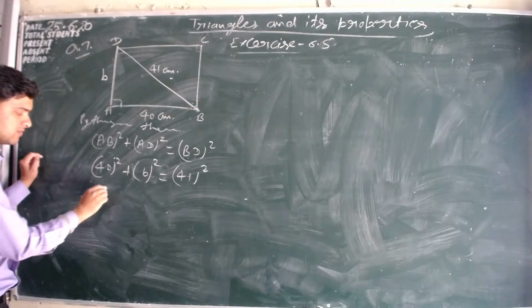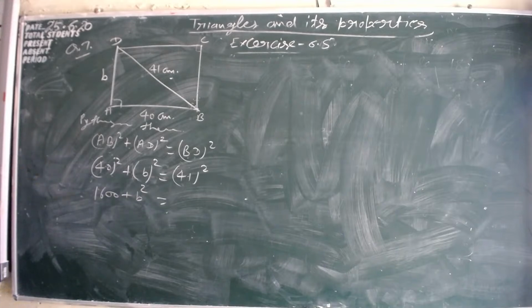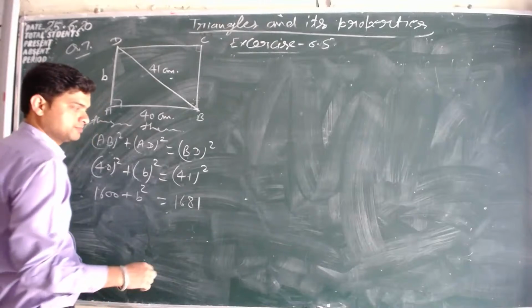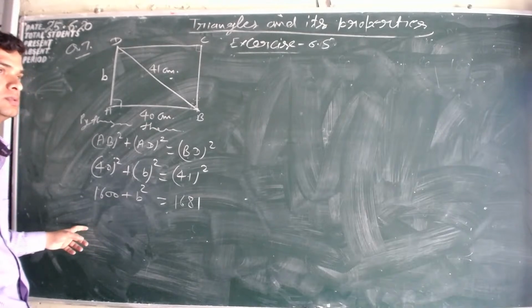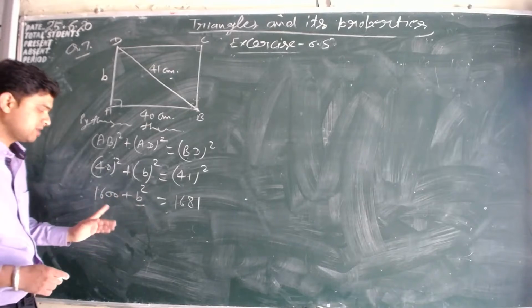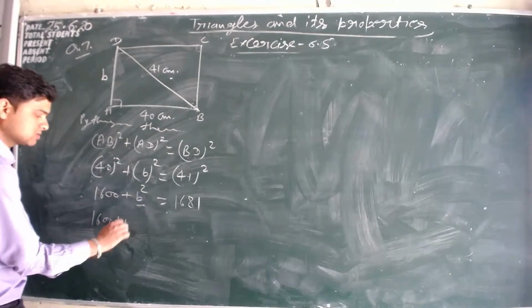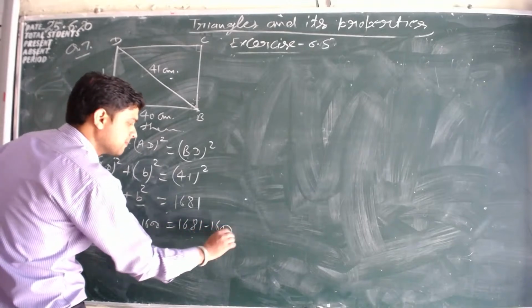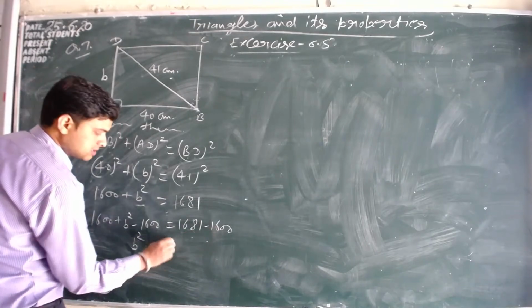The sum of square of this, 1600 plus b square. 41 squared, how much will that be? That will be 1681. So you can see. Next, we have to calculate b square, so we will eliminate this; we have to subtract from both sides. 1600 plus b square minus 1600, and 1681 minus 1600. Okay, and this is equal to 0, and only we have b square, and this is equal to 81.